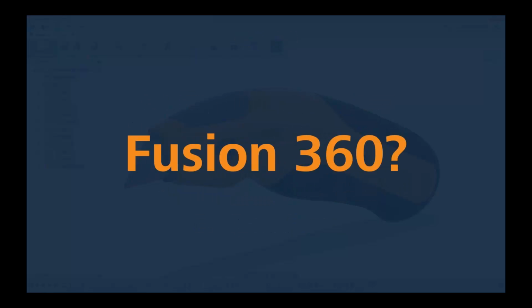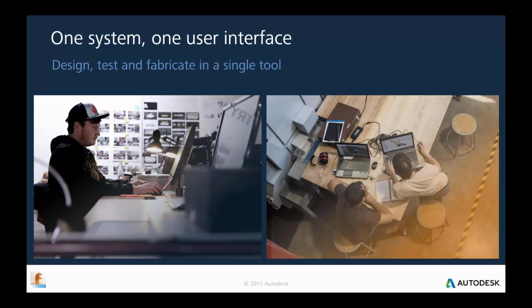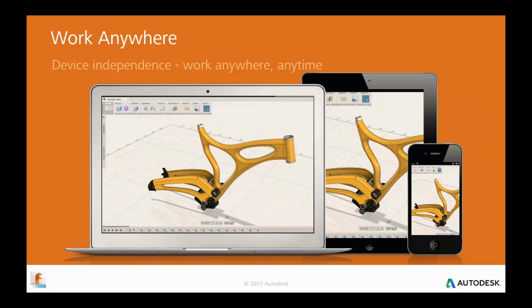Okay, so what is Fusion 360? Well, Fusion 360 is one system, one user interface. It brings all of the tools that you would require to design products of various different types. It enables you to design, test, and fabricate inside the one environment, one tool. It enables you to work anywhere because it's device independent. Whether you're working on a tablet, a workstation, or your phone, and no matter whether you're in the office or working remotely, Fusion 360 in combination with A360 enables you to work effectively anywhere you need to.